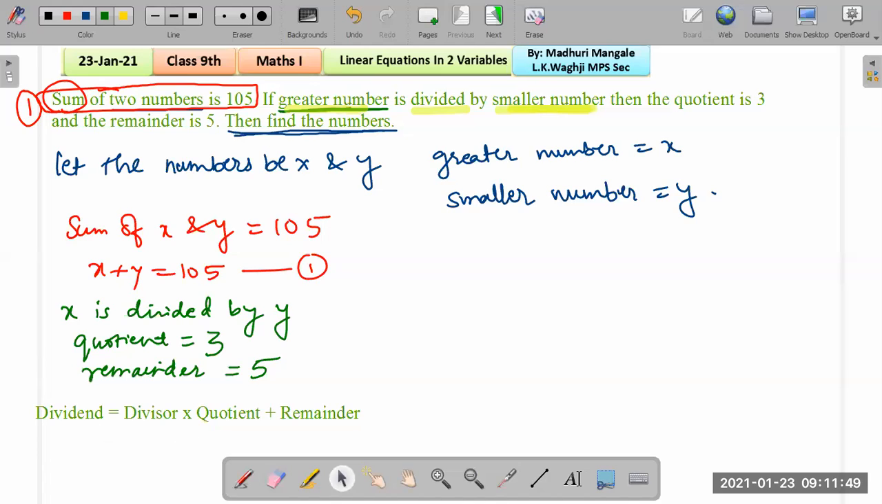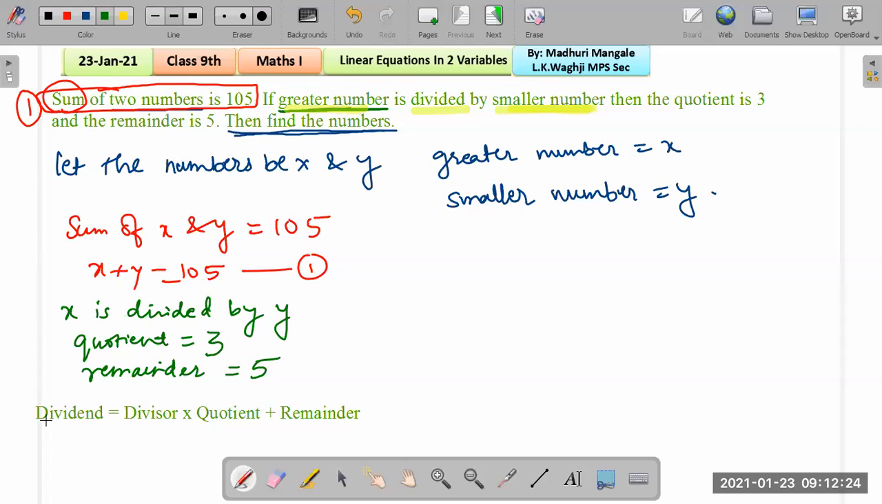X is divided, so here x is the dividend. Please take a look at this very carefully, students, because the same type of question will be there. The next question will be of the same type, and you have to get the equations. On the quiz it will ask you to identify the equations, so you need to understand how we are getting them. The first one was very easy because it was straight: sum of two numbers is 105, so x plus y equals 105.